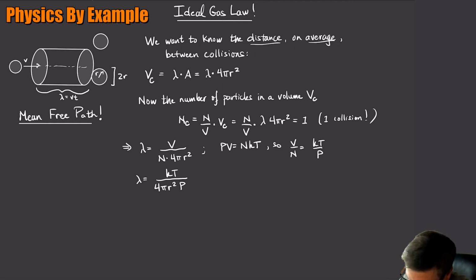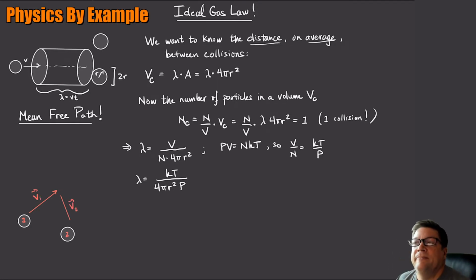Let's draw a couple of these particles. Maybe one of these. Here's another one. Maybe this one is traveling that way. This one is traveling that way, right? So if this is particle 1 and particle 2, this is going to be V1 and V2. Should be an arrow.